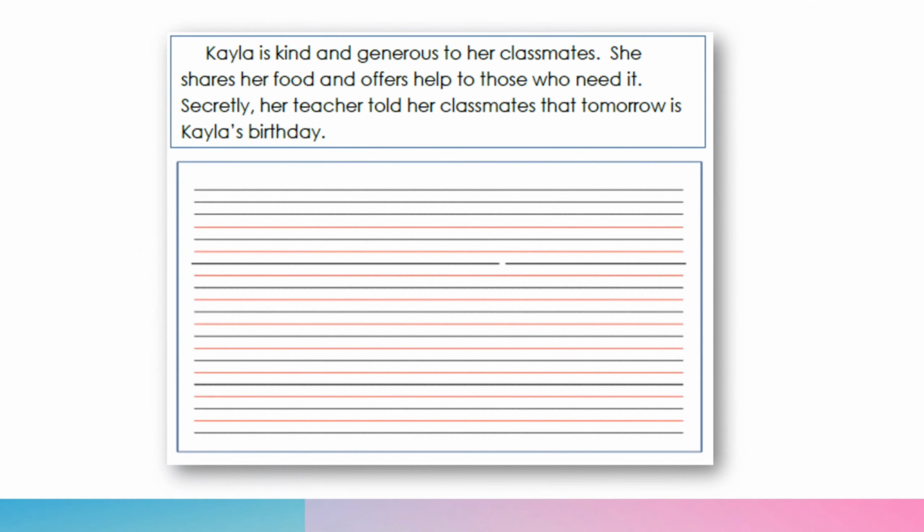And here's the story. Kyla is kind and generous to her classmates. She shares her food and offers help to those who need it. Secretly, her teacher told her classmates that tomorrow is Kyla's birthday.